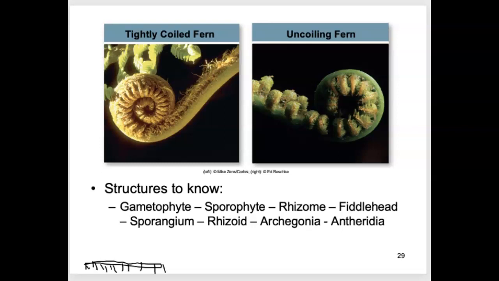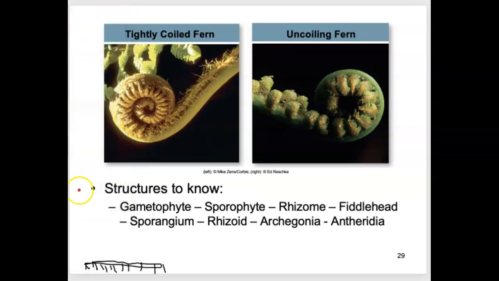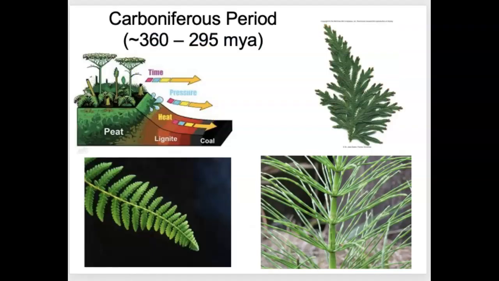So let me red star this. Here's a list of structures I want you to be comfortable with associated with the ferns: the gametophyte, sporophyte, rhizome, fiddlehead, sporangium, rhizoid, archegonia, and antheridia. What are those structures? Can you identify those structures? And what do those structures do? Okay. All right. Last thing to leave off with.